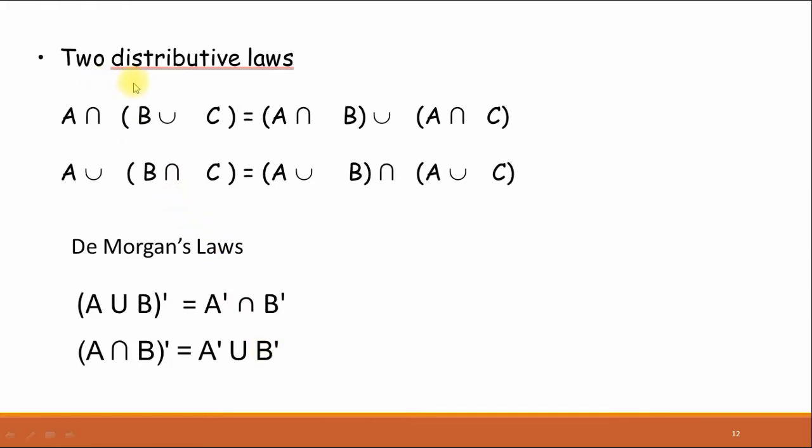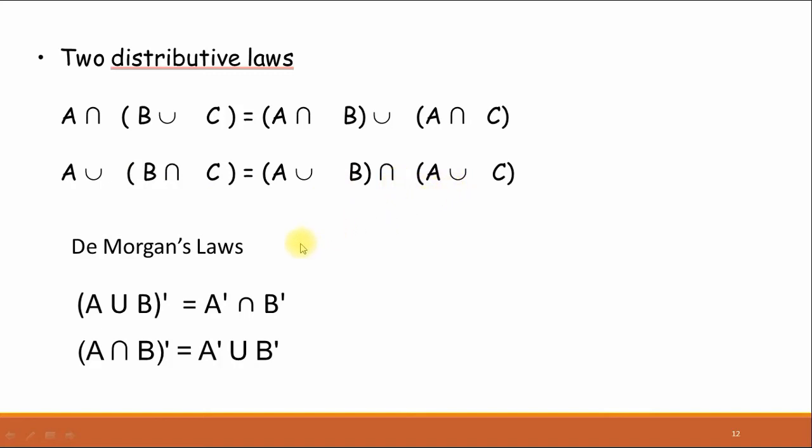Now distributive laws. Distributive law of intersection over union for three sets A, B and C can be written as A intersection (B union C) is equal to (A intersection B) union (A intersection C). Similarly, the distributive law of union over intersection for three sets A, B and C can be written as A union (B intersection C) is equal to (A union B) intersection (A union C).